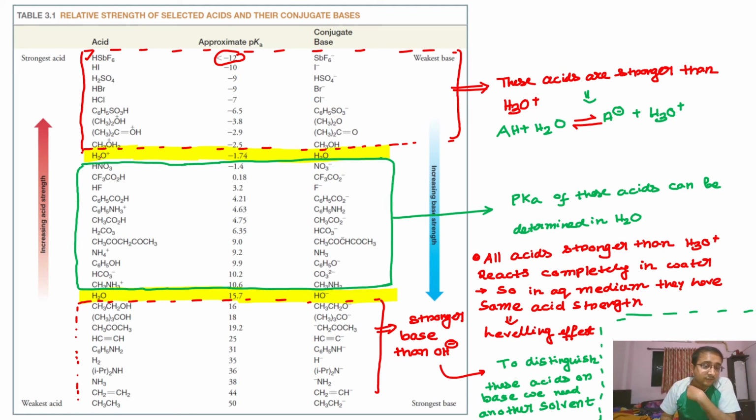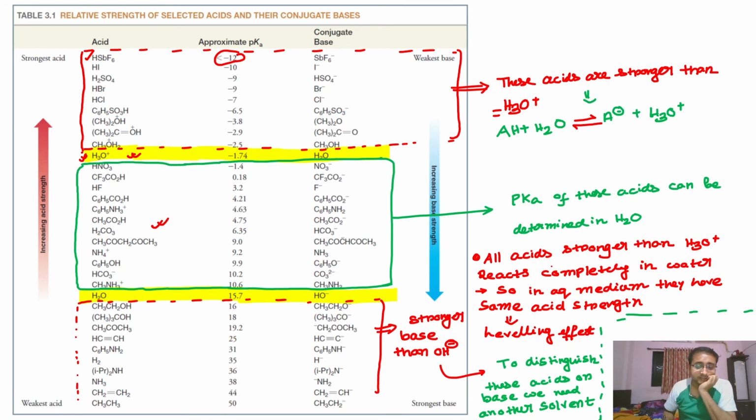On the other hand, you can see that this is the hydronium ion. The hydronium ion has a pKa value equal to minus 1.74. So these acids are stronger than the hydronium ion. If you see these acids, they are also strong acids, but not as strong as the hydronium ion. So that's why you can actually determine the acidity of these acids in aqueous solution.